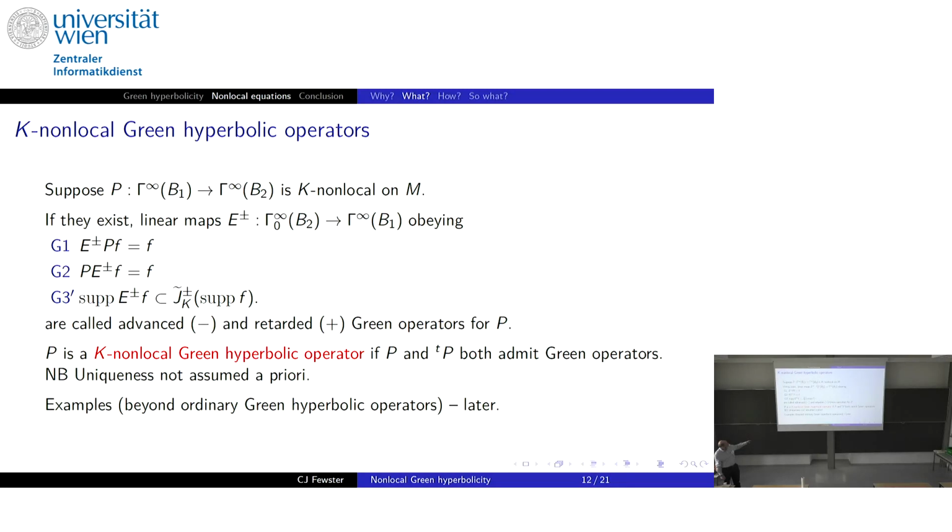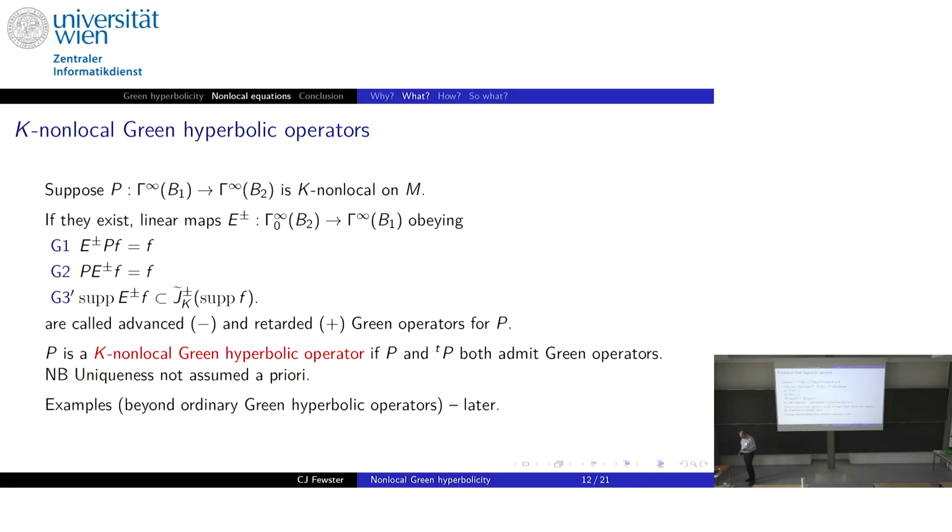Okay, so now we come to the definition of a Green operator for such an operator. So let's take a K non-local operator, and then we follow something very similar to the definition of Green-hyperbolicity. So we have the two solution operator properties, and then the only thing that differs is the support property. So in the usual case, you have the causal future and past, and here we just replace this by our modified causal future and past. So that's how we're going to define things, and then everything else is the same. We'll say now that this is a K non-local Green hyperbolic operator if both P and its formal dual admit Green operators of this type. We're not assuming uniqueness.